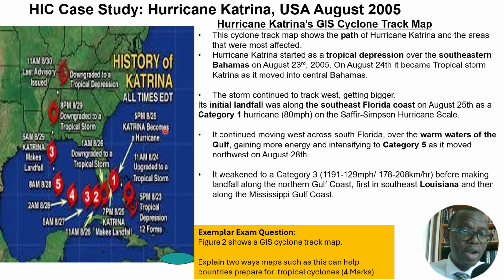Okay, so I've included an exemplar exam question here, and these are quite common in the exams, and it's good for us to be able to track a storm using a GIS cyclone track map and to know why it's useful. Okay, so the exemplar question reads as follows. Figure 2 shows a GIS cyclone track map. Explain 2 ways such maps can help countries prepare for tropical cyclones. And this particular question is 4 marks. Now, these questions will be answered in a separate video so that we can carry on with the case study.